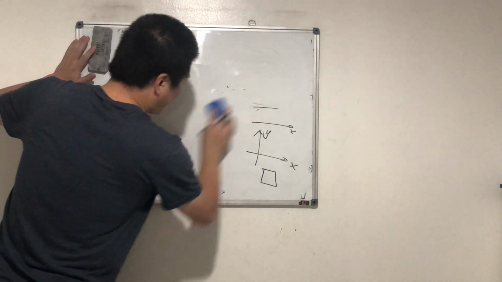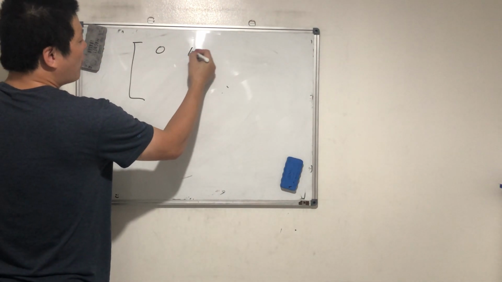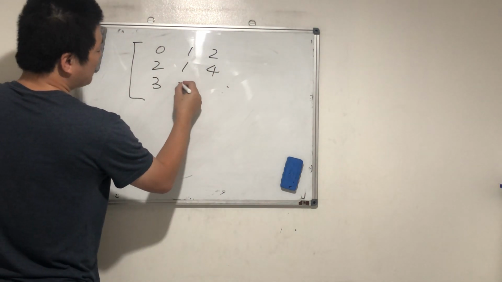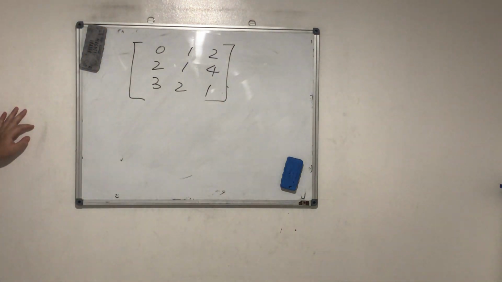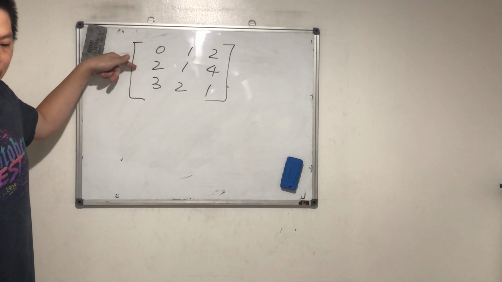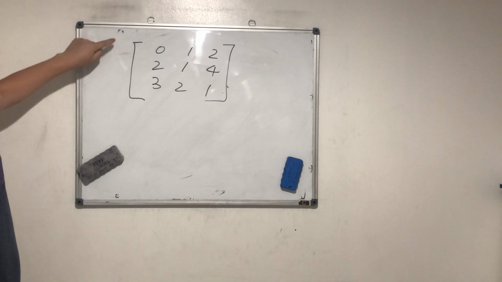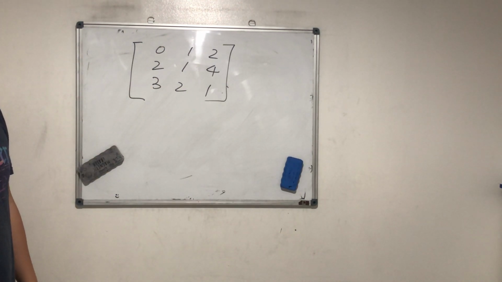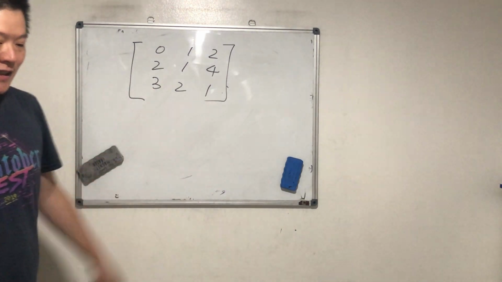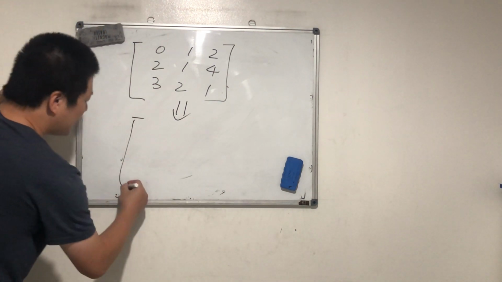So for a 2D matrix, we have X and Y. Look at the matrix: 0, 1, 2; 2, 1, 4; 3, 2, 1. This is a 3 times 3 matrix. How many rows does it have? 3. The index will be 0, 1, 2. How many columns does it have? 3, so 0, 1, 2 is the index. Okay, so we want to convert it to a prefix matrix.